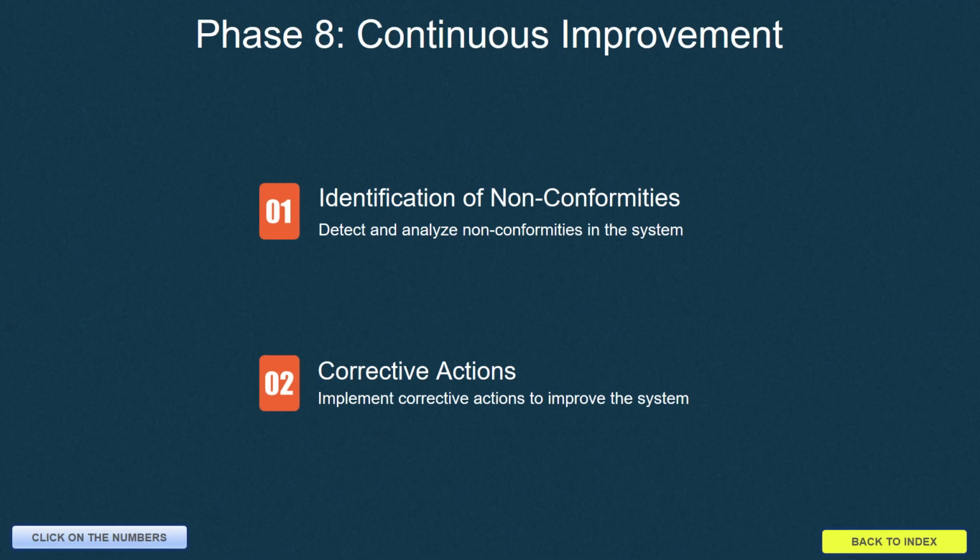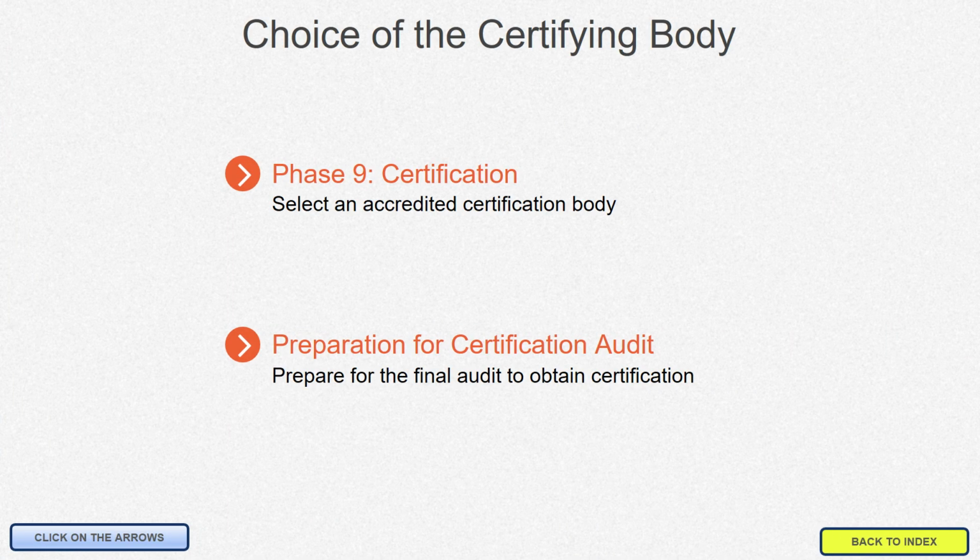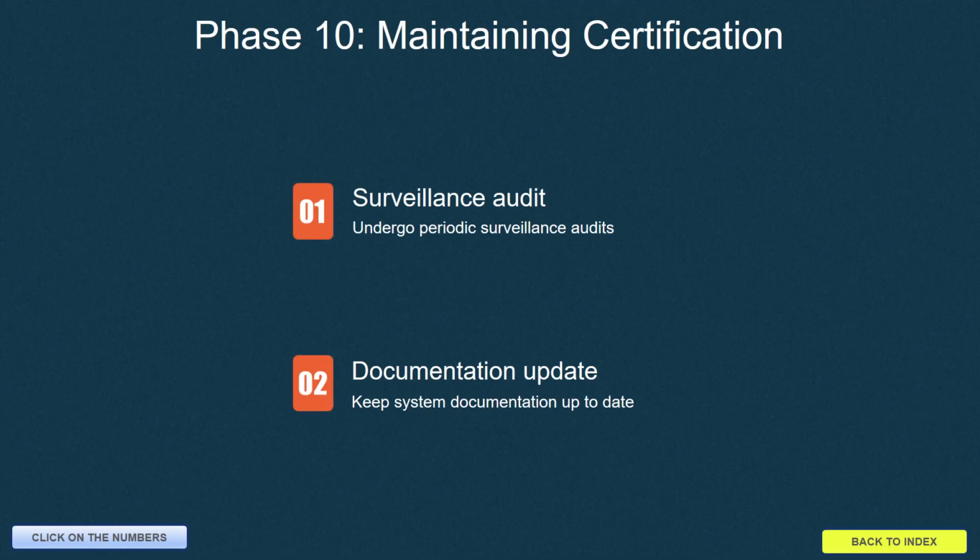Continuous improvement involves detecting and analyzing nonconformities in your system and implementing corrective actions to drive ongoing enhancements. Selecting an accredited certification body is a key step in the certification process. Prepare thoroughly for the final audit to obtain ISO 9001 certification. Maintaining certification requires periodic surveillance audits and continuous documentation updates to ensure sustained compliance with ISO 9001 standards.